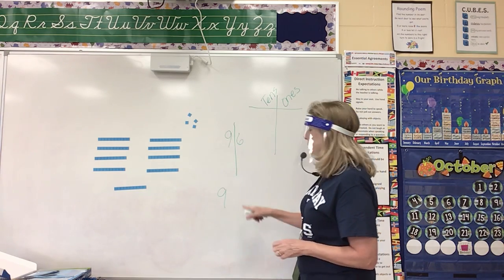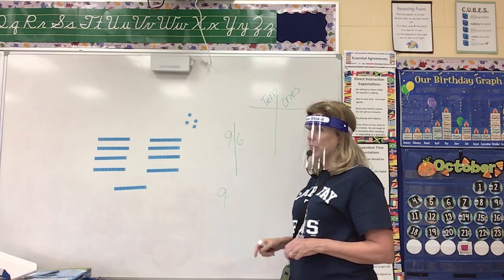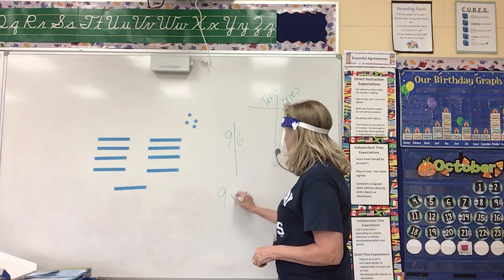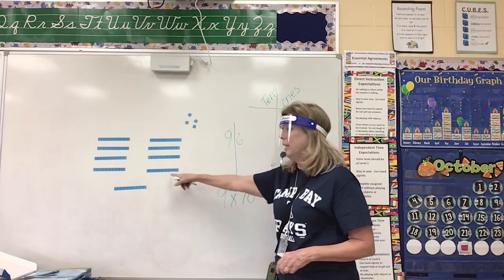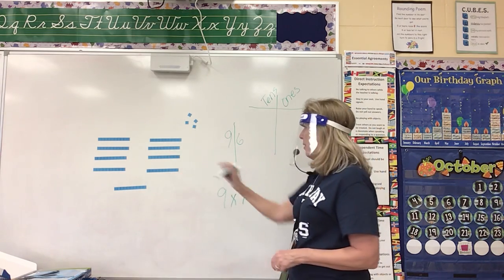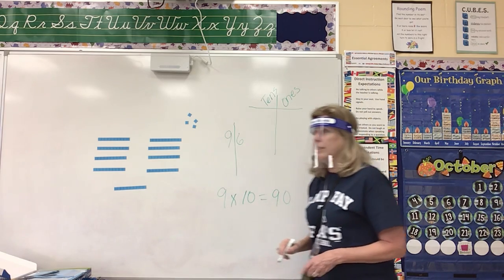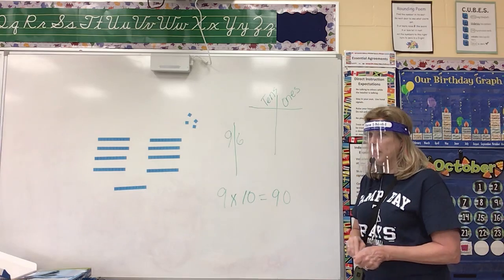Okay? And that's how we do multiplication. Because we have 9 rows times 10 chairs in each row. And if we counted all those up, we would get 90. So that's your first multiplication right there.